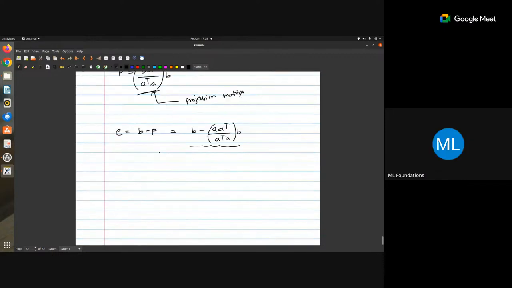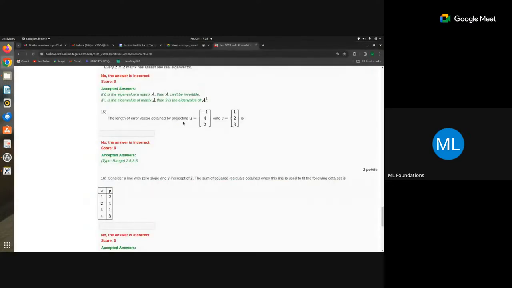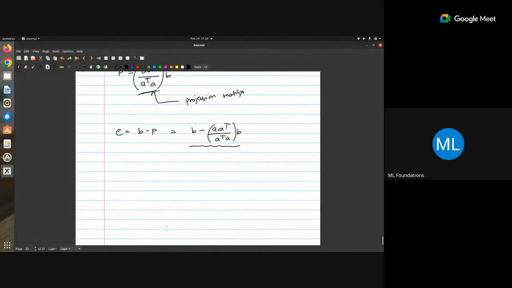Okay, fine. So let's solve this one. Here these are not A and B, but we wanted to project U onto V. What is B here and what is A here? B is U and A is V. Okay, fine. So B is U. I'll write it down like this: E is equal to U minus P, so U minus V transpose upon V transpose V times U, right? Yes, sir.